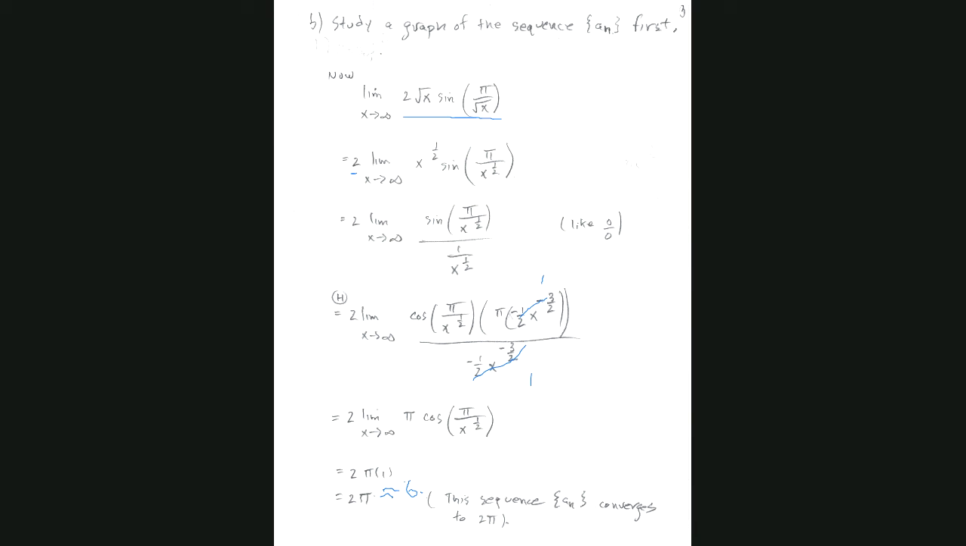Now, WebAssign won't accept 6.28 as an answer, but the fact that you got this result, 2 pi, and that jives with what you observed when you graphed your sequence, it's encouraging, right? So our sequence converges to 2 pi.